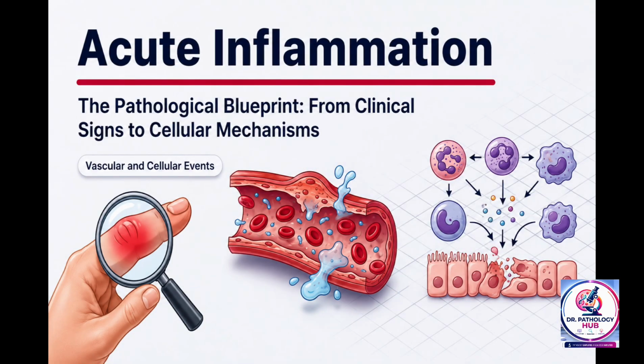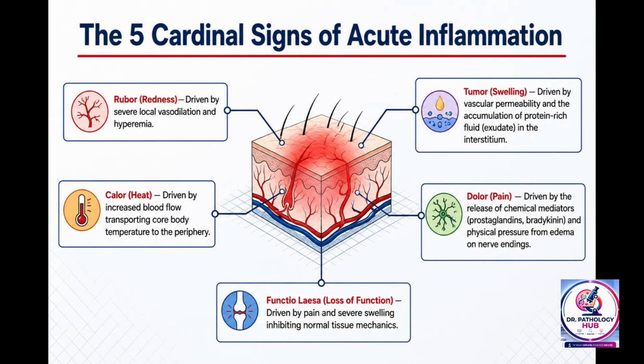Acute inflammation is a tightly orchestrated cascade divided into two main arms, vascular events and cellular events. Our goal is to trace exactly how we get from a physical injury to microscopic cellular deployment. Here are the 5 cardinal signs.